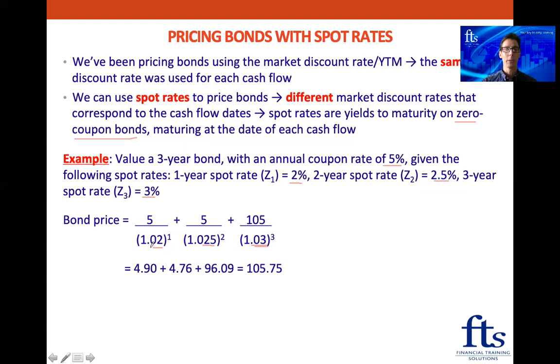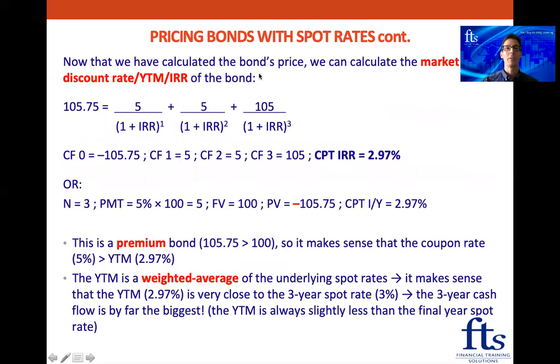So all we do then is our 3 separate little present value calculations, and that gives us the price of the bond. Unfortunately, we have to do 3 separate calculations. We can't use the time value of money buttons anymore in the calculator because the interest rate is changing every time. Anyway, we've done that there. We've worked out the price. Now what we can do is this. We've got the bond price, the 105.75.